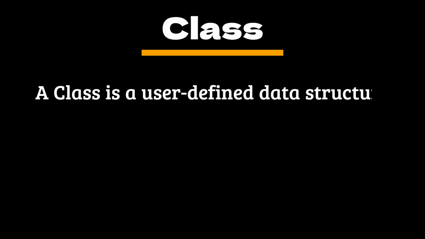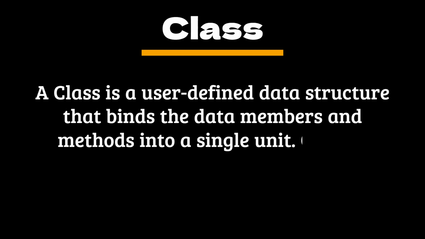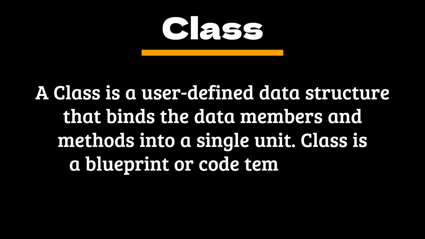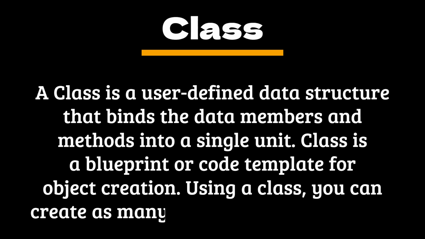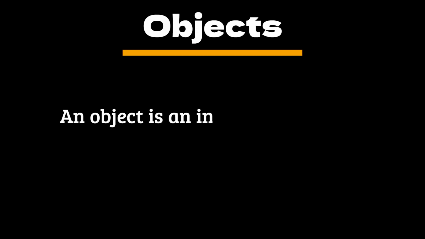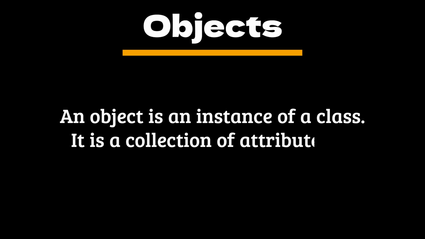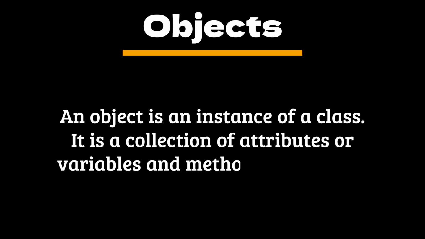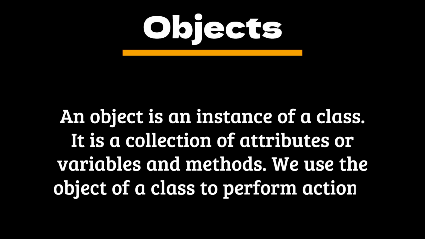In other words, we can say a class is a user-defined data structure that binds the data members and methods into a single unit. A class is a blueprint or code template for object creation. Using a class, you can create as many objects as you want. And an object is an instance of a class. It is a collection of attributes or variables and methods. We use the object of a class to perform actions.